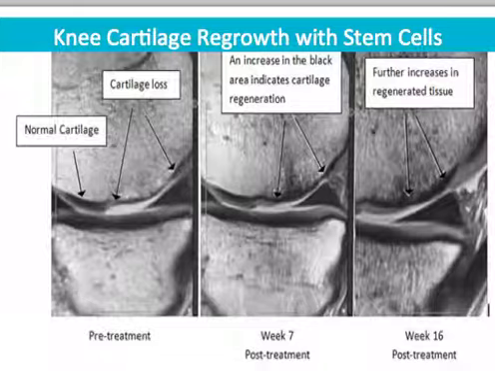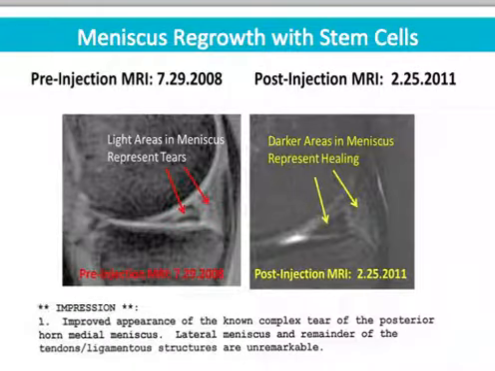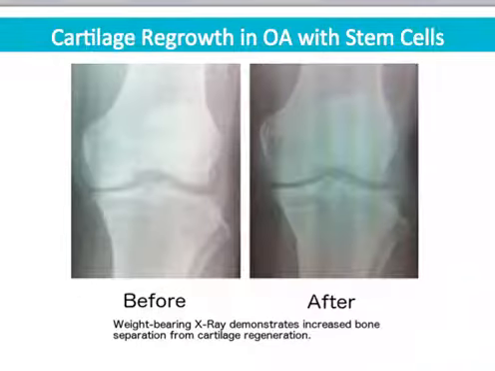So pretty phenomenal stuff. Another study that was done back in 2008, they had a meniscal tear. Researchers injected stem cells into that meniscus. You see almost 3 years later, that meniscus tear was completely gone, and the meniscus was still intact. So very powerful stuff.